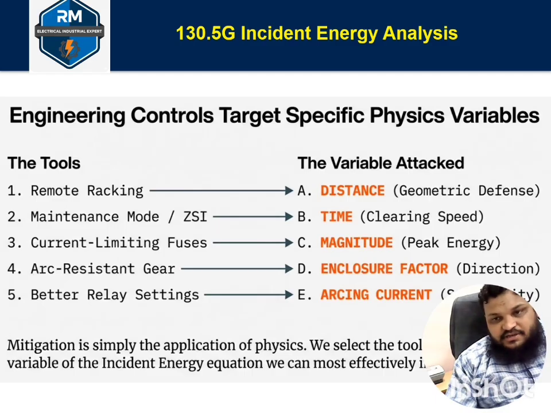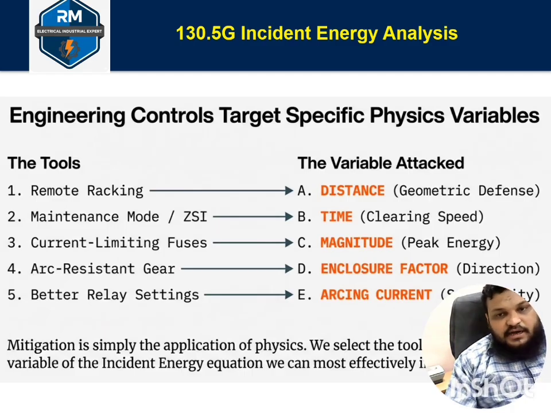As already discussed, in maintenance mode, the incident energy is reduced significantly by reducing the time for the relay to trip the circuit during a fault or arc hazard condition. The third one is current limiting fuses. Such fuses are used to reduce the peak energy, or the magnitude of the current that causes the fault to sustain and grow stronger. So by limiting the current, we can reduce the incident energy.